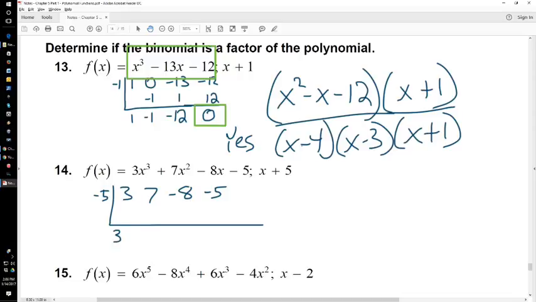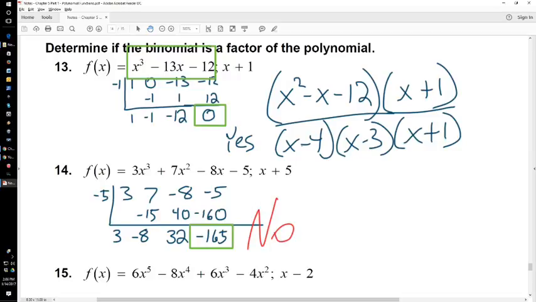So drop down the 3. 3 times negative 5 is negative 15. Add those up, you get negative 8. Negative 8 times negative 5 is positive 40, minus 8 is 32. 32 times negative 5 is, really, I don't feel like adding that up, but whatever. That adds up to negative 165, okay? So we would end up with this polynomial, but the bigger thing is we get this remainder. Since we did not get 0, the answer is no.